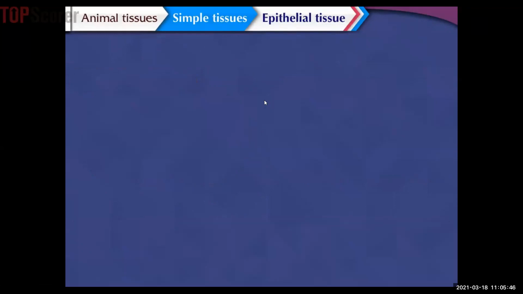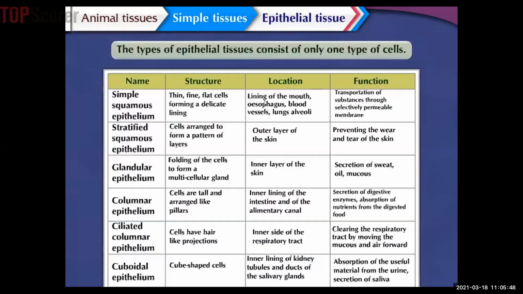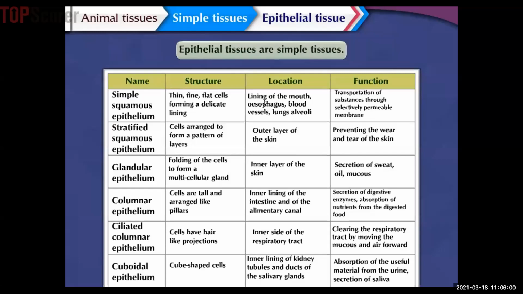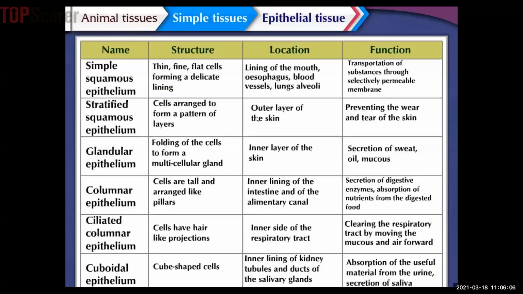The types of epithelial tissues that we have studied so far consist of only one type of cells. We know that simple tissues consist of one type of cells. Hence, epithelial tissues are simple tissues. After studying about simple tissues, let us now study about complex tissues.